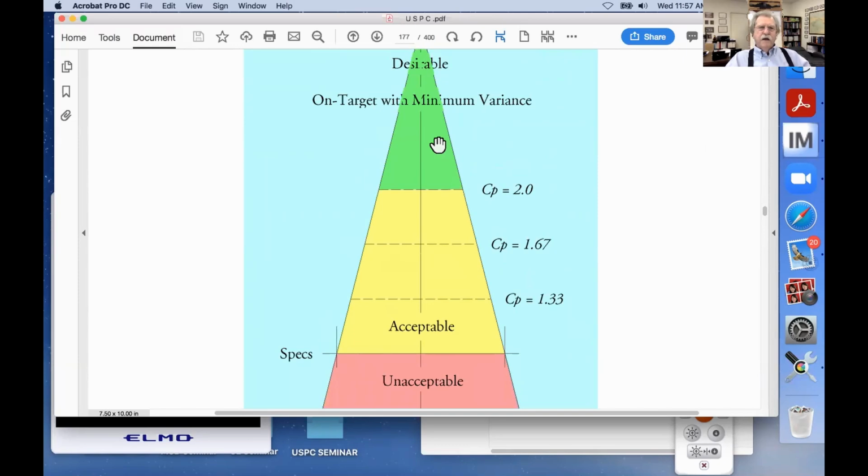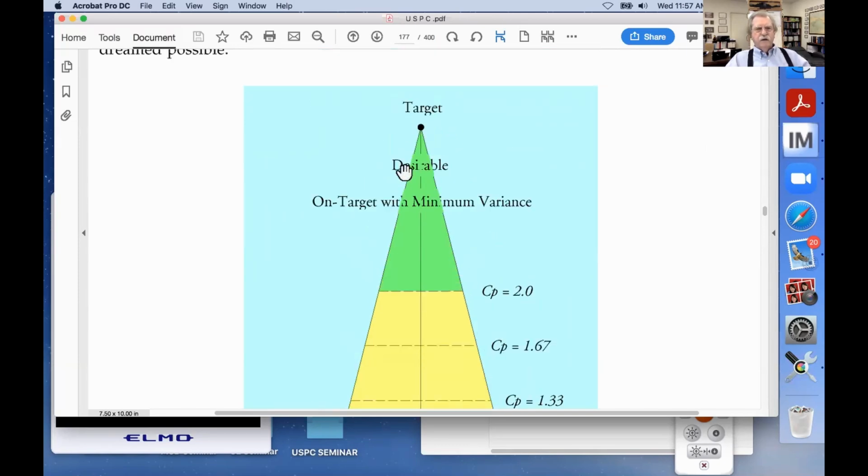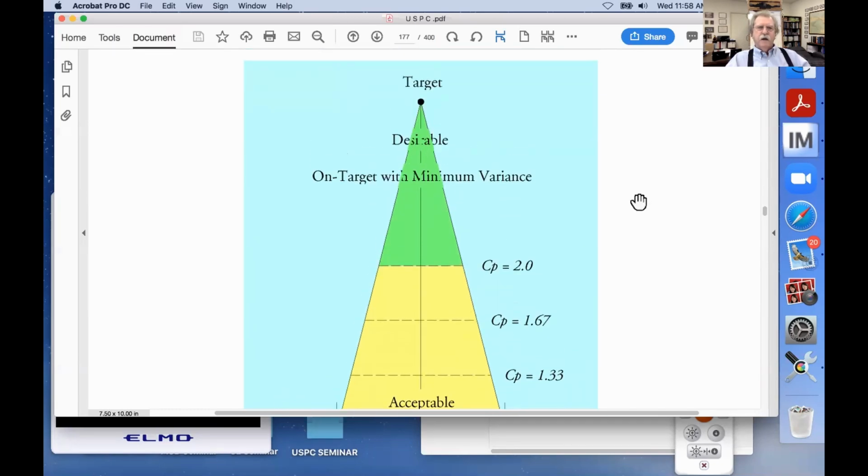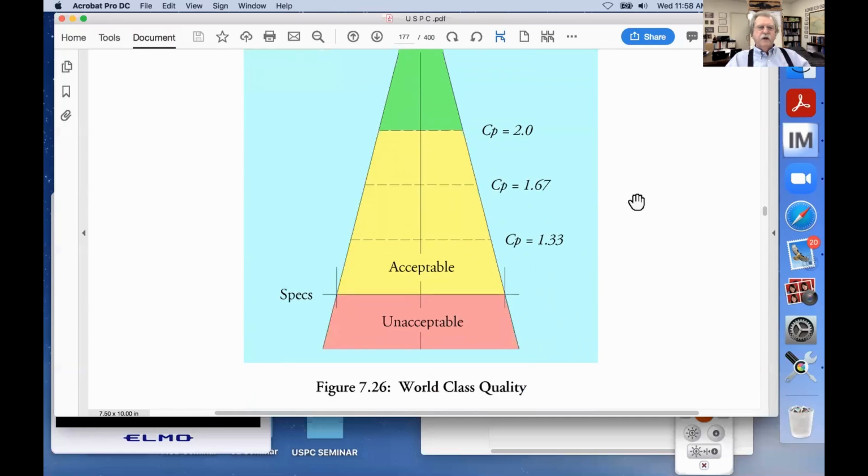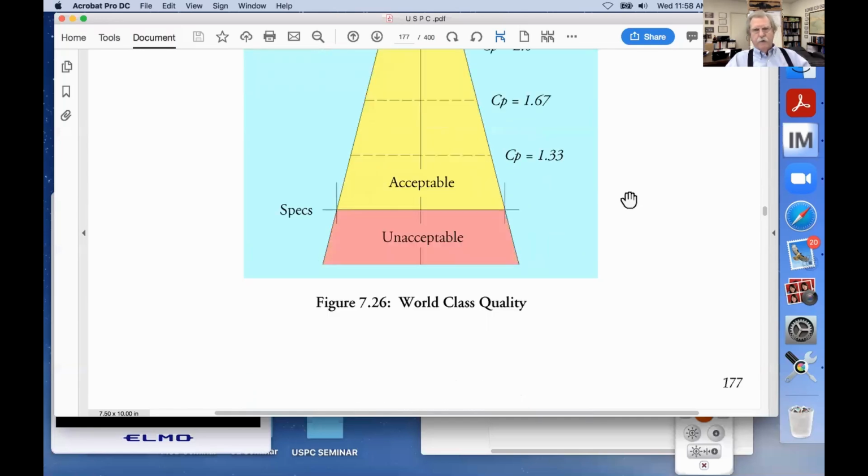He said, in Japan, we're focused on what is desirable. That's on target with minimum variance. And it's a completely different concept than what is merely acceptable. This is world-class quality. This is just arguing about how good the parts have to be.